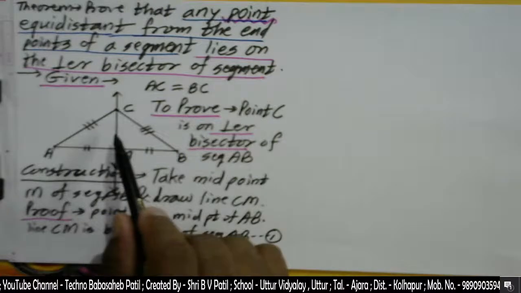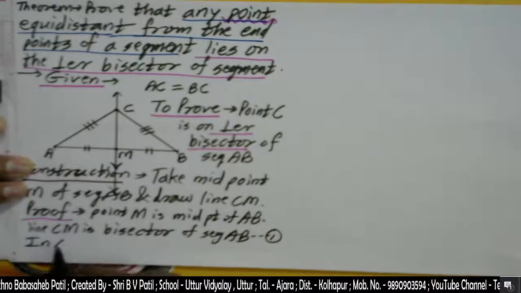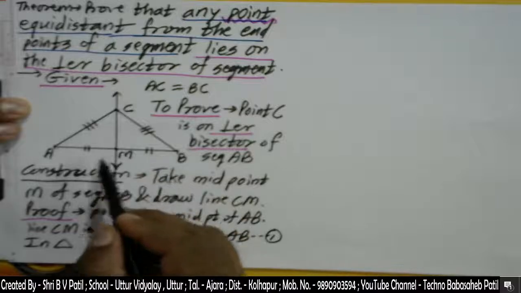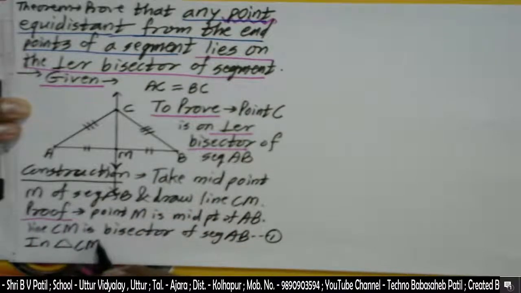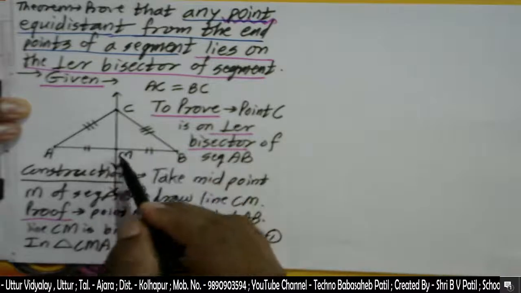When two triangles are congruent. Then in triangle, first triangle is CMA and second triangle is CMB.